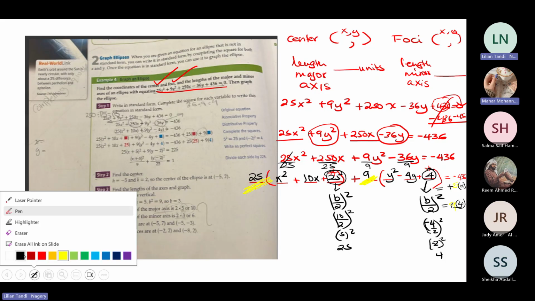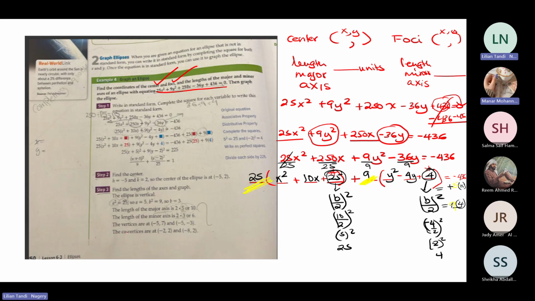Let me change the color. The teacher gave us another way that is easier. Okay, tell me the other way that is easy. She didn't give us all these steps. She told us, okay, here we stop at 25 bracket x squared plus 10x close the bracket plus y bracket y squared minus 4y, okay?